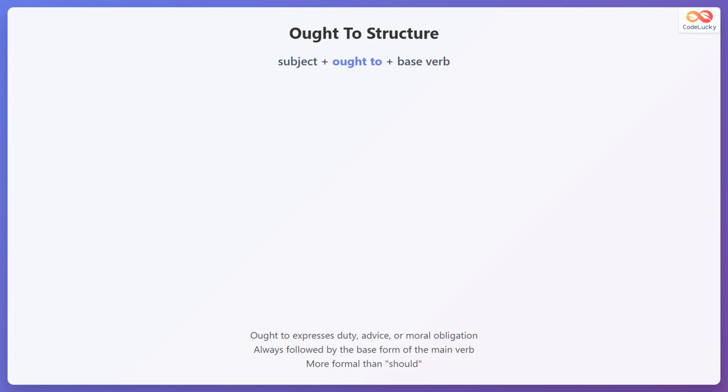The basic structure of ought to is simple. Subject plus ought to plus base verb. For example, I ought to study uses the base form study after ought to. This structure never changes regardless of who is doing the action. Ought to always expresses duty, advice, or moral obligation and is more formal than should.